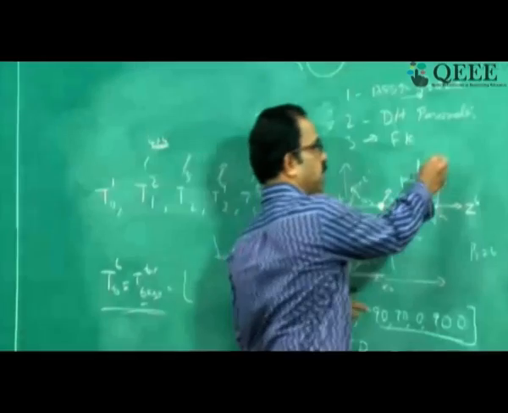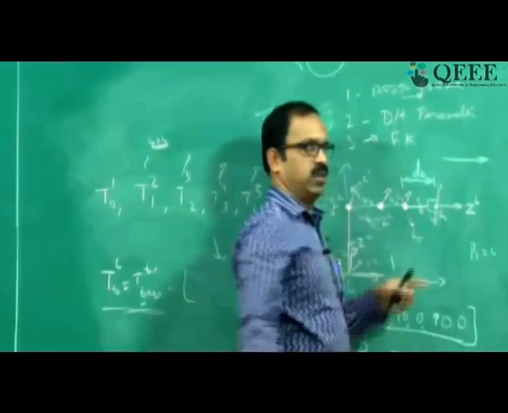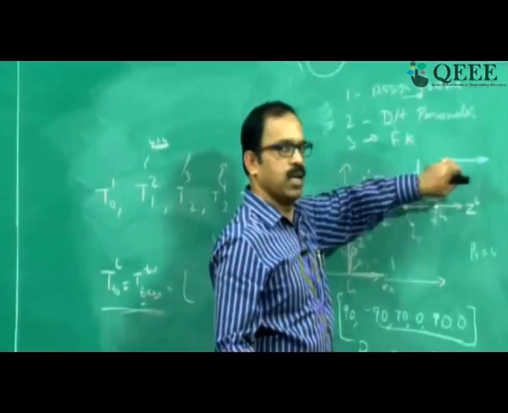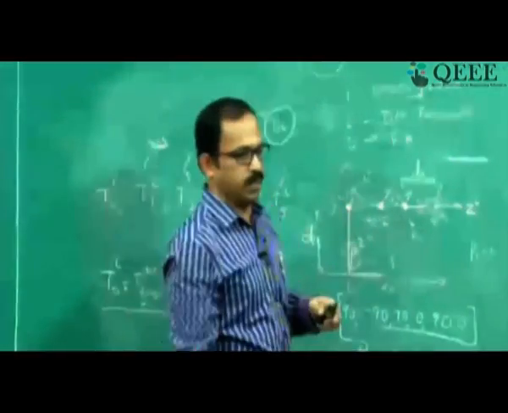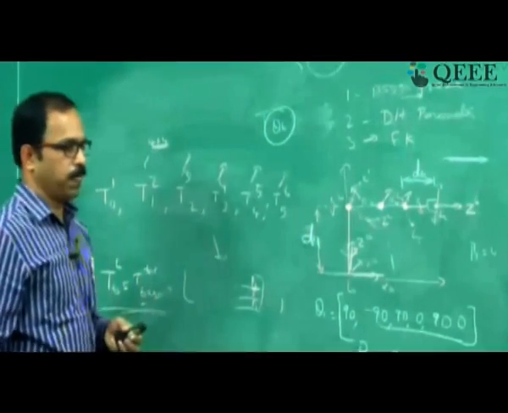So whatever may be the roll angle, it will always be pointing in one direction. That vector will remain the same, whatever may be the roll of the tool. That's why this vector will remain the same. It's independent of theta 6.